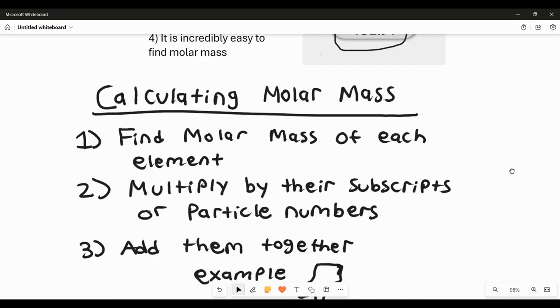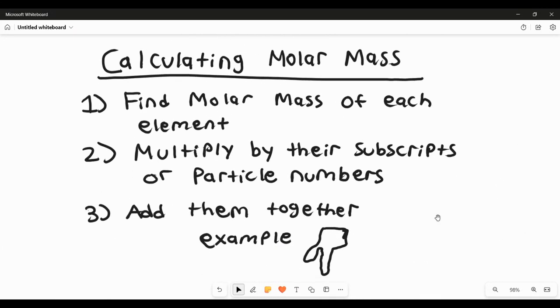Now, let's say you want the molar mass of an entire compound, such as water or methane or ethane. Here is the process for that. First, you want to find the molar mass of every single element inside of that compound. So for example, let's say you're dealing with water, H2O. You want to find the molar mass of hydrogen and the molar mass of oxygen. Then you multiply by their subscripts or particle numbers. So since there are 2 hydrogens in H2O, you multiply the molar mass of hydrogen by 2. And since there's 1 oxygen in H2O, you multiply the molar mass of oxygen by 1. Then you add all those numbers together.